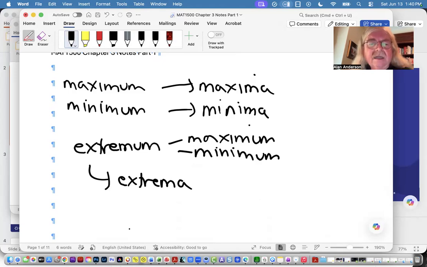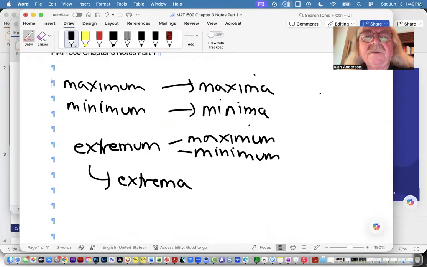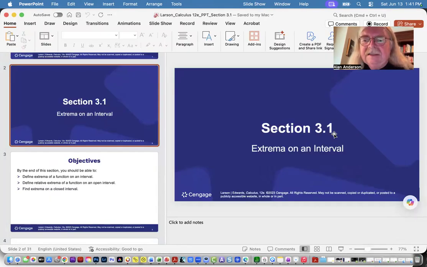So the title of this section is extrema on an interval. So this is what they're talking about. They mean within any given interval, there can be more than one maximum, there could be more than one minimum. And so we need to think in terms of extrema, which means it could be any combination of one or more minima or one or more maxima. Now, of course, sometimes there aren't any extrema at all, but the word extrema refers to both. All right, so let's begin.